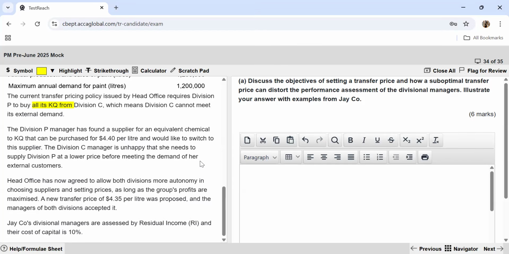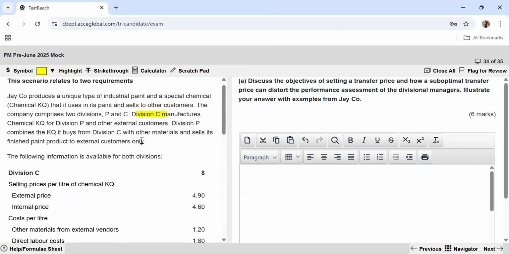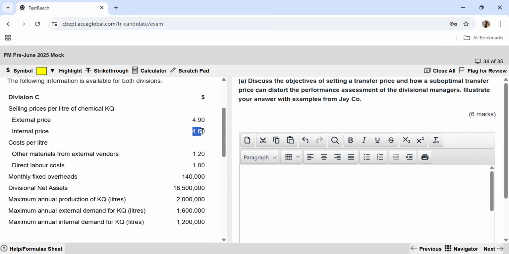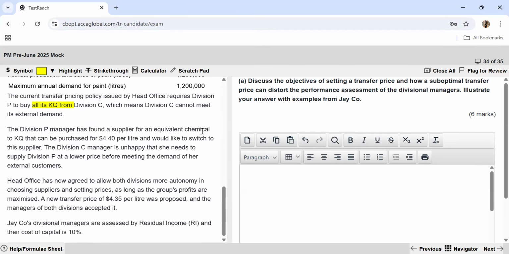Division C manager is unhappy that she needs to supply Division P at a lower price before meeting demand for external customers. So this is what we had just seen, that they were selling internally at a lower price. So this division will also not be satisfied, because if they go out and sell it outside, they can generate greater revenues. And at the same time, Division P also is not happy to buy from them, because externally they are able to get it for 4.4, and if they buy internally, they get it at 4.6. So this is also a bad thing for the other division. Both divisions are not happy. Then let's have a read further.